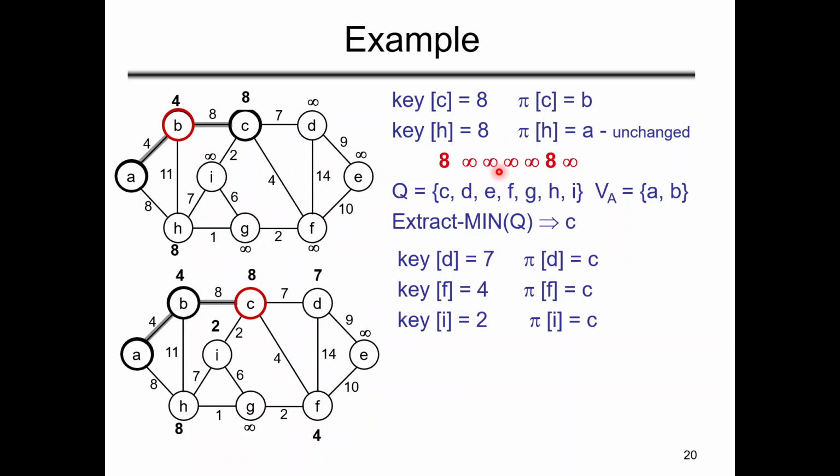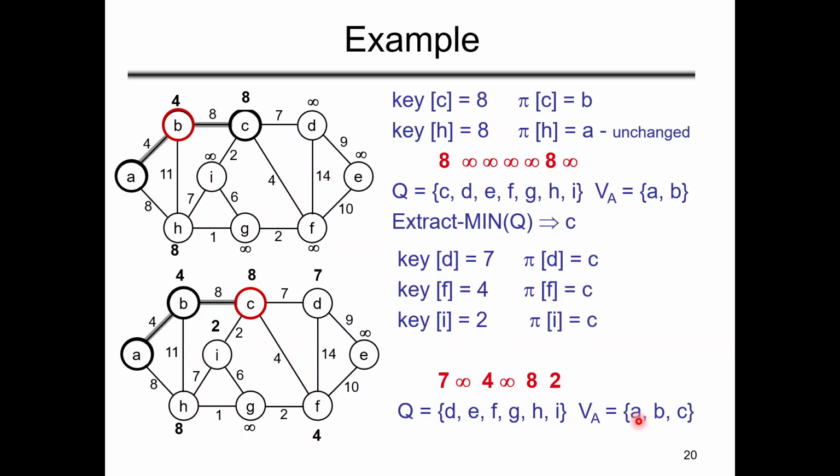So now what should I do over here? I will replace the infinite values with these values. In place of D, I will give 7. In place of F, I will give 4. In place of I, I will give 2. So you can see here D, E, F, G, H, I. In place of D, I have given 7, in place of F, 4, and in place of I, 2.